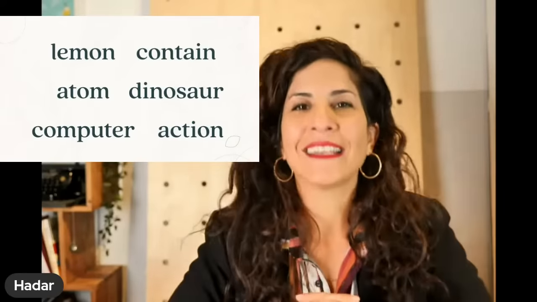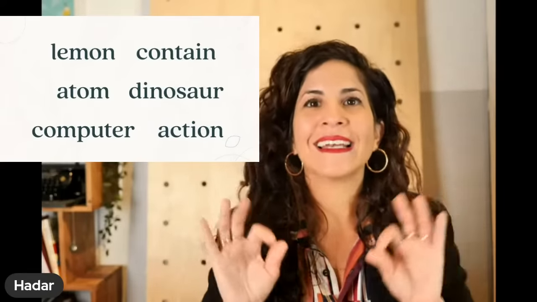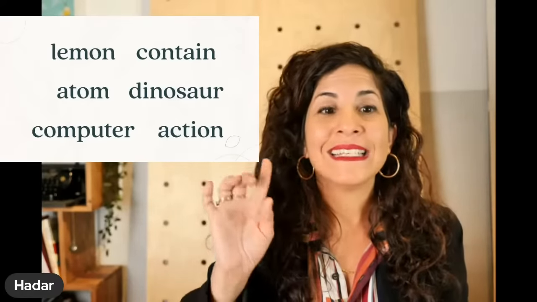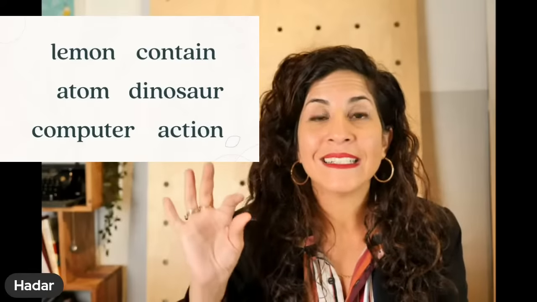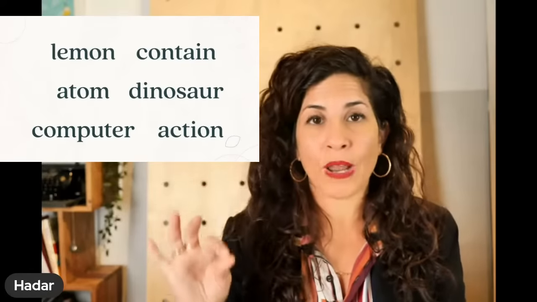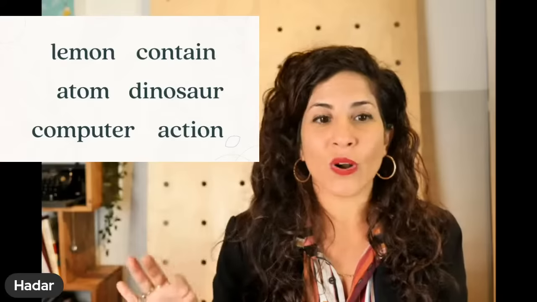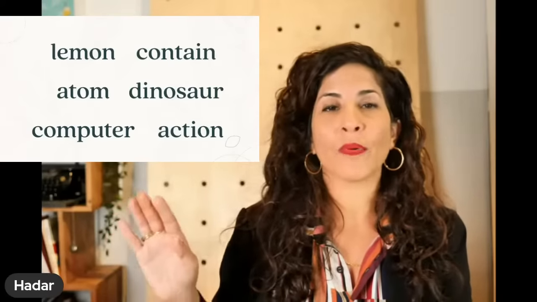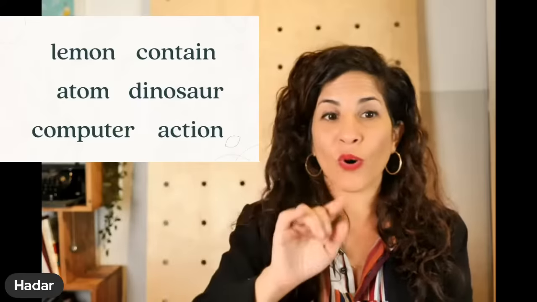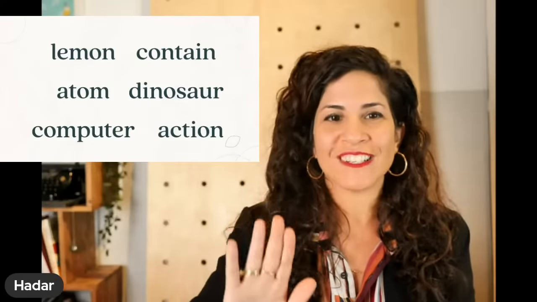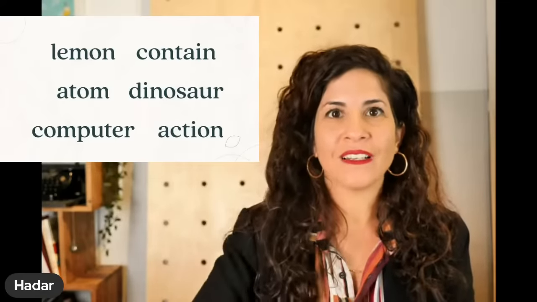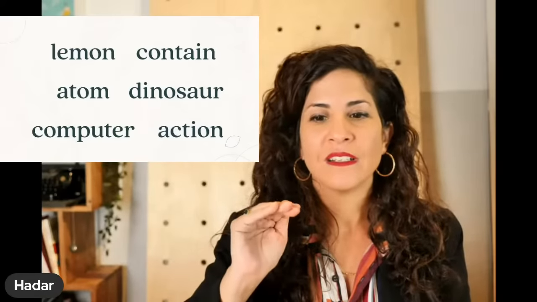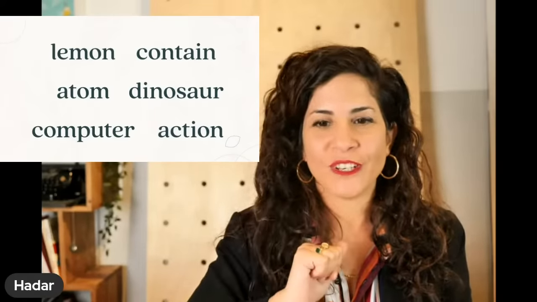Contain. Contain. Dinosaur. Can you hear it? Spelled with O, pronounced as uh. Dinosaur. And finally, all the ION suffixes are pronounced as un, or in this case, shin, shin, shin. Action, situation, graduation.